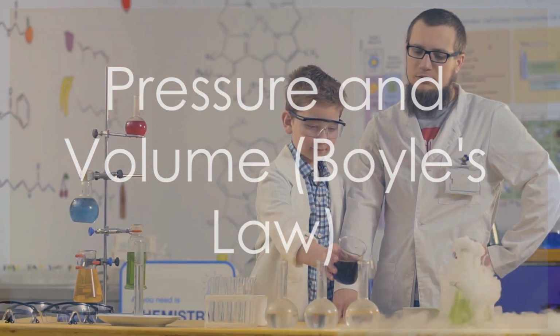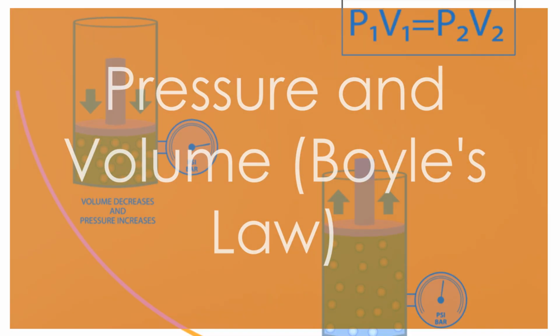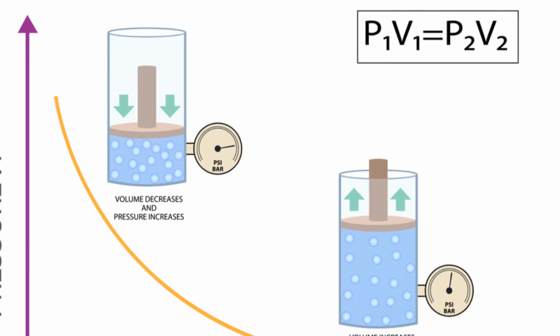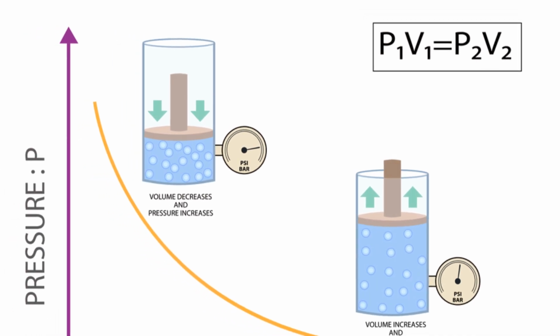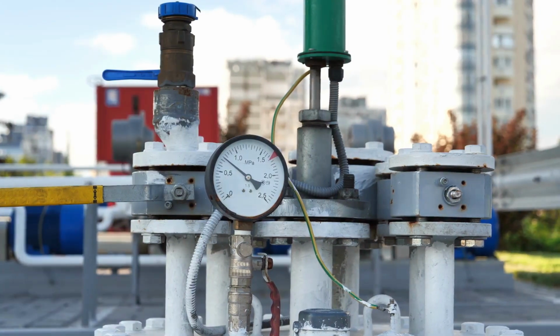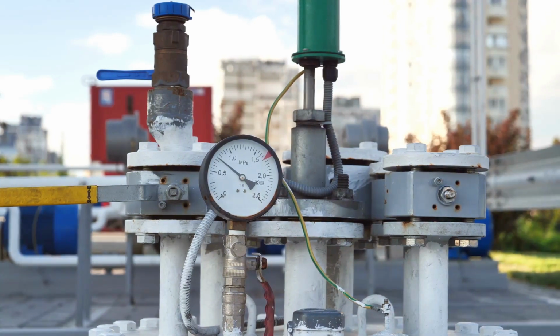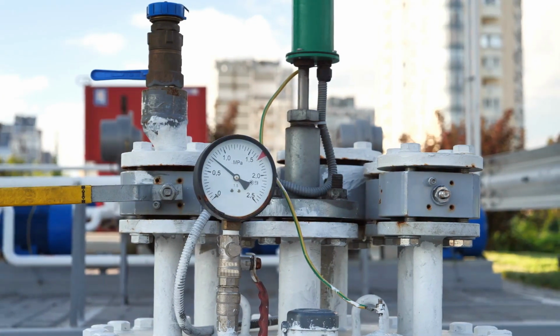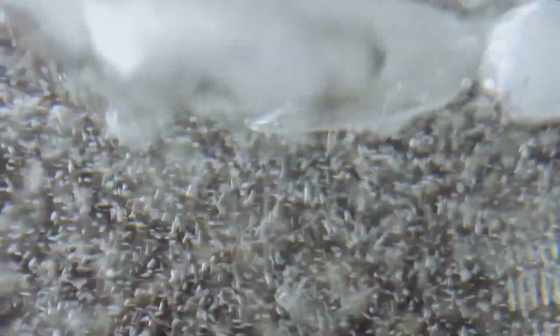Pressure and volume, following Boyle's law. For a constant temperature, the pressure of a gas is inversely proportional to its volume. This means that if the volume of the gas decreases, its pressure increases, provided the temperature remains constant. When a gas is compressed into a smaller volume, the gas molecules are forced closer together, resulting in more collisions per unit area, and thus higher pressure.